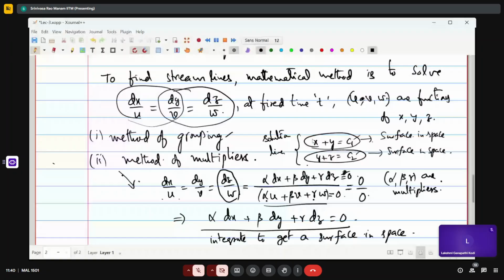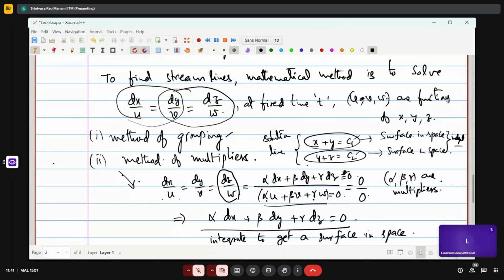Two independent surfaces means they obviously cut, right? Dependent means they are parallel, so even if you take both of them, you don't get anything. Either they coincide with each other or they are parallel. They don't cut anywhere, so you only get the empty set. So they should be linearly independent, that is, not parallel. If the two are not parallel, they cut somewhere, and that gives you a curve. That is actually your solution, basically your streamline. Okay, these are the methods.